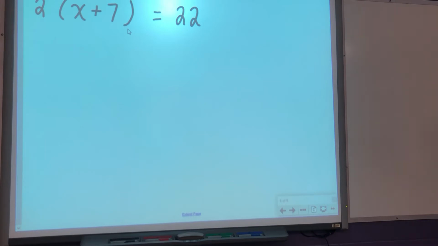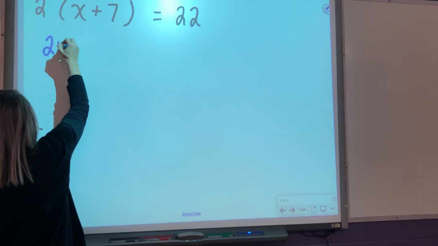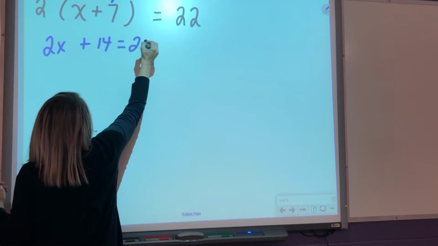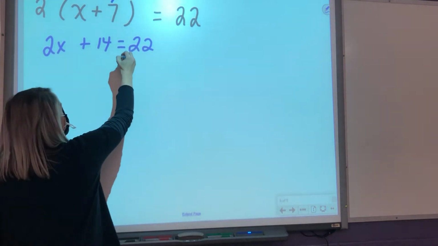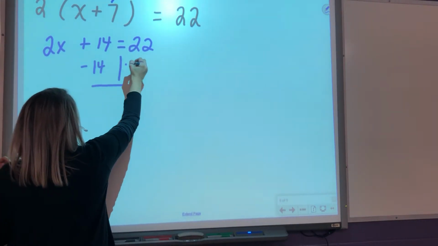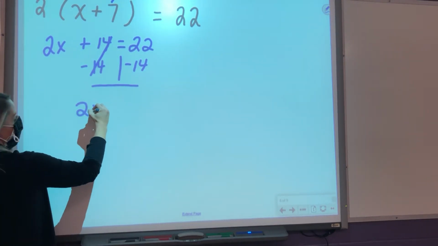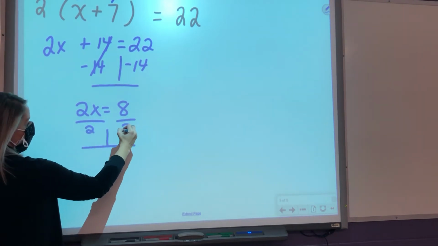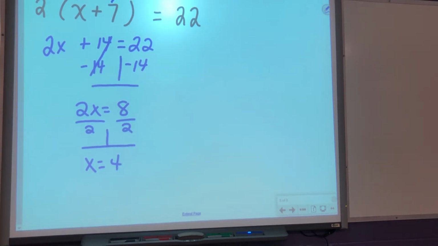Okay, so solve using the distributive property first. 2 times x, 2x, 2 times 7 is 14. Upside down t, my 14's canceled. 2x equals 8. Another upside down t, divided by 2's, x equals 4. Thumbs up, thumbs down, middle? Okay, good. All right, now.